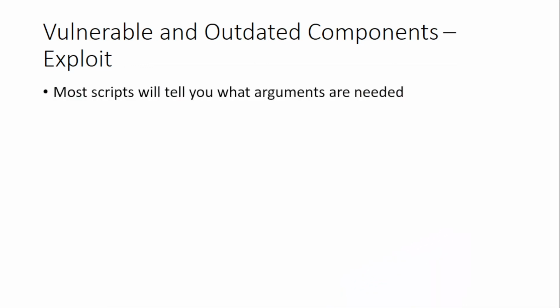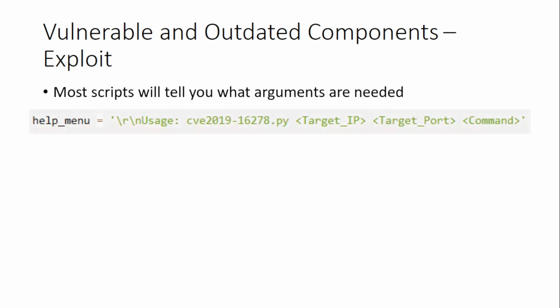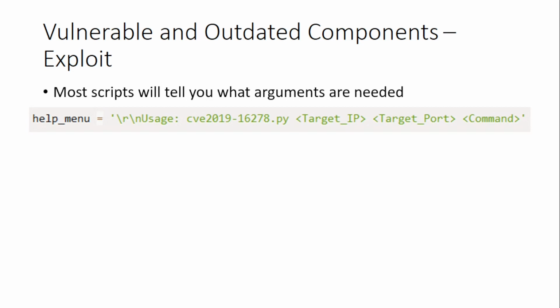Most scripts will tell you what arguments you need to provide. So for example, in this, they tell you it's the target IP, the target port, and the command that you want to execute. Generally speaking, exploit developers will rarely make you read hundreds of lines of code just to figure out how to use the script.